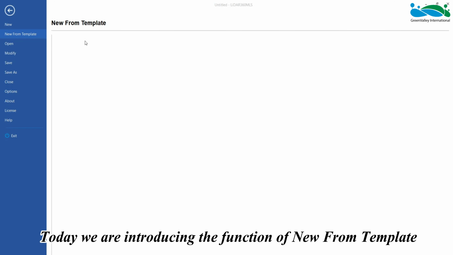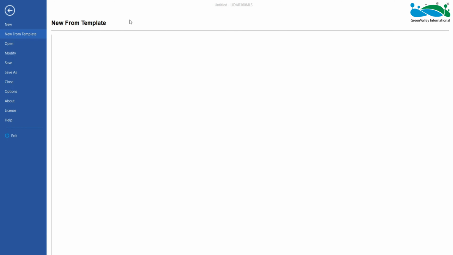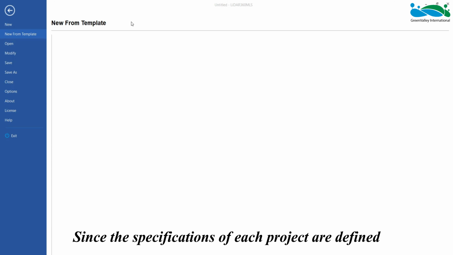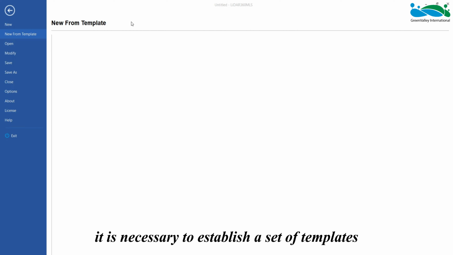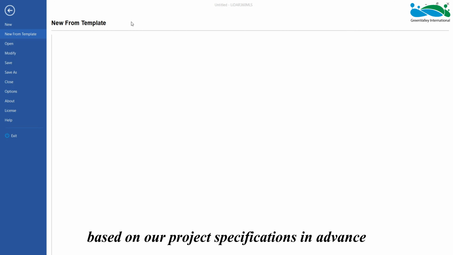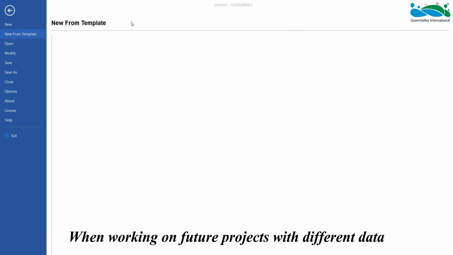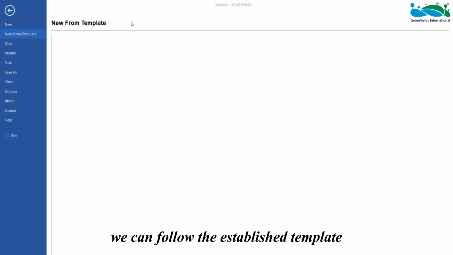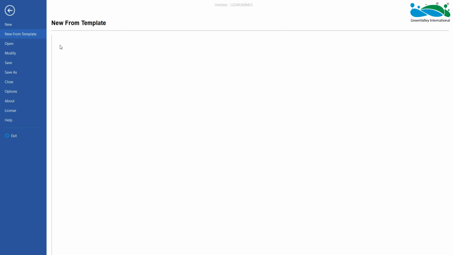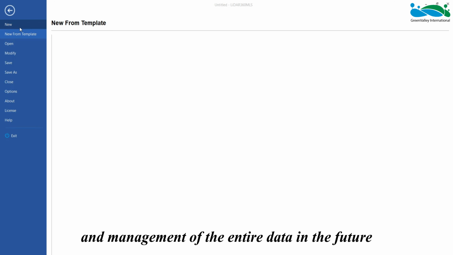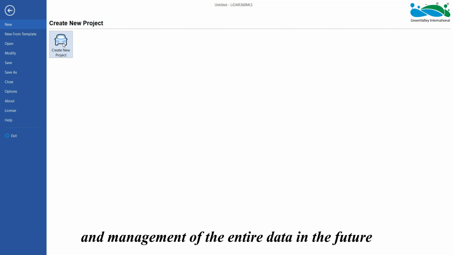Hello everyone. Today we are introducing the function of new from template. Since the specifications of each project are defined, it is necessary to establish a set of templates based on our specifications in advance. When working on future projects with different data, we can follow the established template. First, it is more convenient. Second, it facilitates the uniformity and management of the entire data in the future.